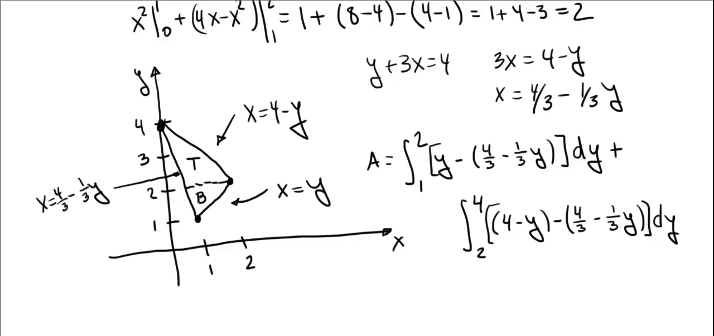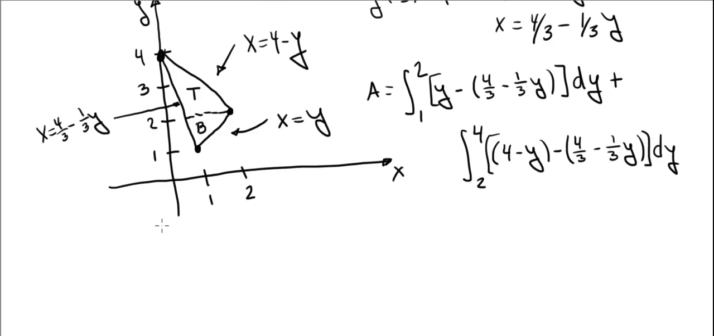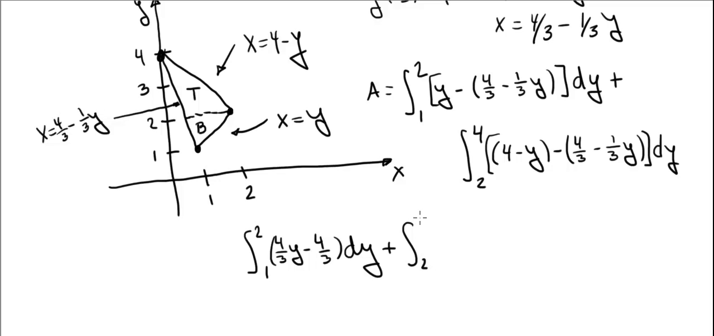The first integral, y minus (minus 1/3 y), is 4/3 y. So this is the integral from 1 to 2 of 4/3 y minus 4/3 dy. And the second integral, 4 is 12/3 minus 4/3, so that's 8/3. So it's plus the integral from 2 to 4 of 8/3, and we have minus y minus (minus 1/3 y), so that's minus 2/3 y dy. Okay, and let's integrate that.